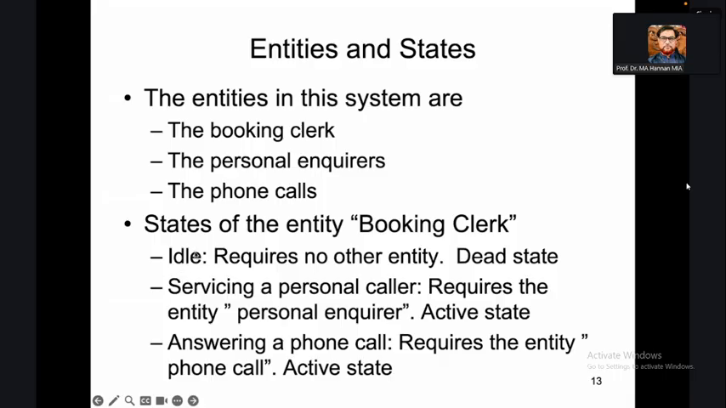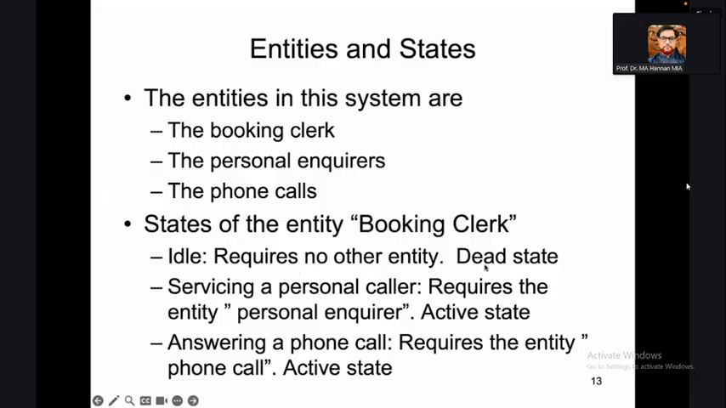Dead state can be called idle, and active state is active state. So the state of the entity booking clerk: first, it starts from idle. What is that? Requires no other entity. As we know, idle means it doesn't interact with any other entity. So it requires no other entity because it is in dead state.